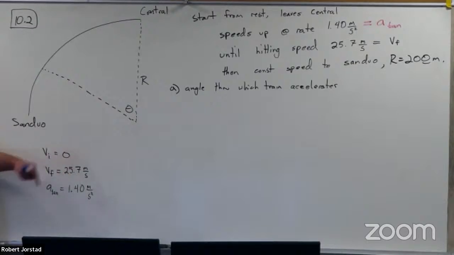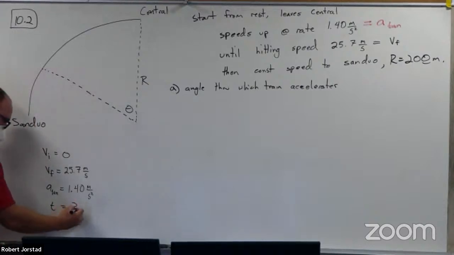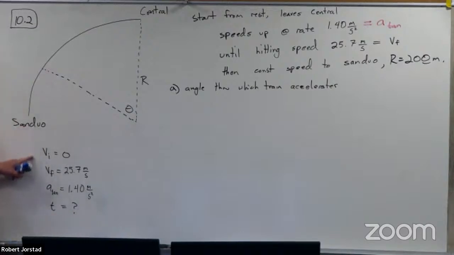About double, so about 50 to 60 miles. So these are realistic train numbers, okay? What are some other things? Do I know the time in this problem? No. Okay, what makes sense? What's the other variable I might write here?